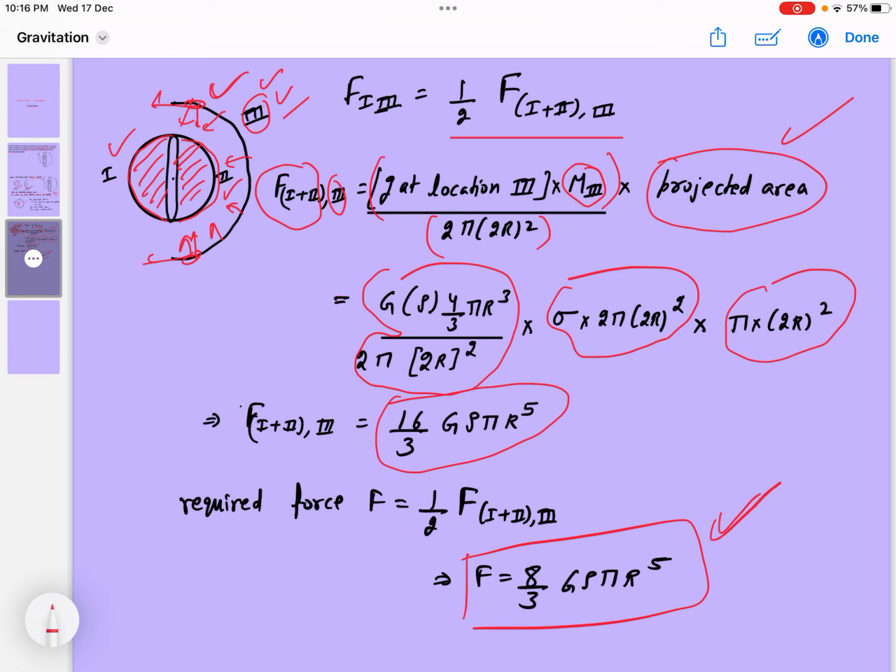That is the answer. So any part in the question not clear, please write in the comment section. Very important concept. Okay, right.